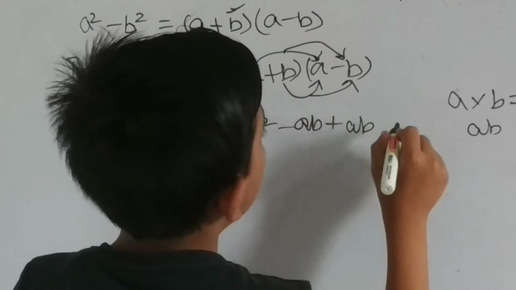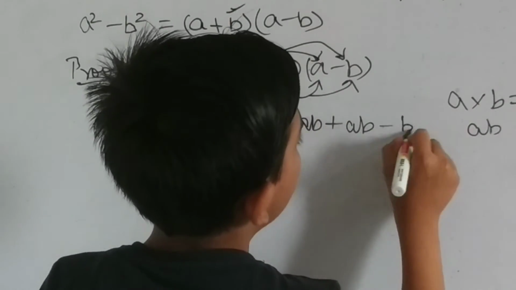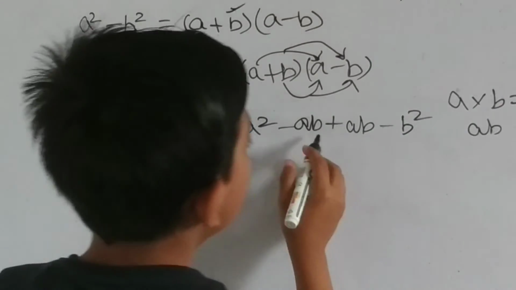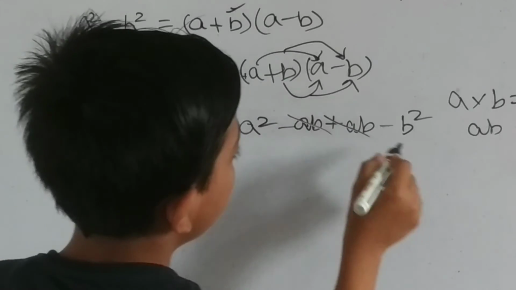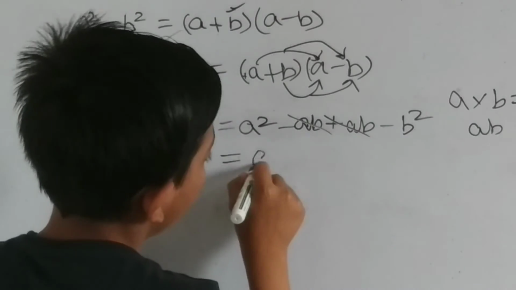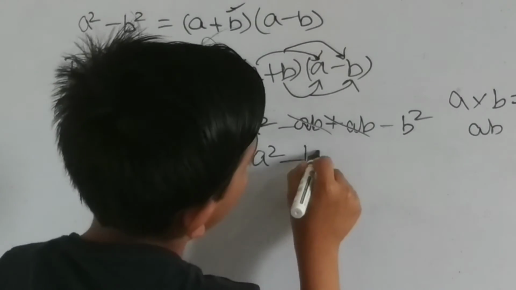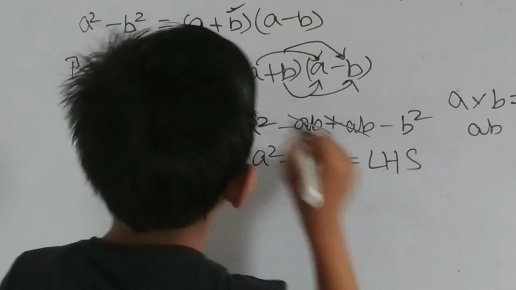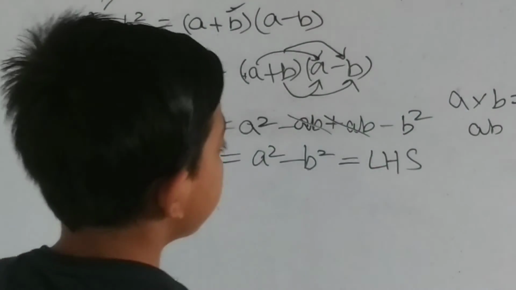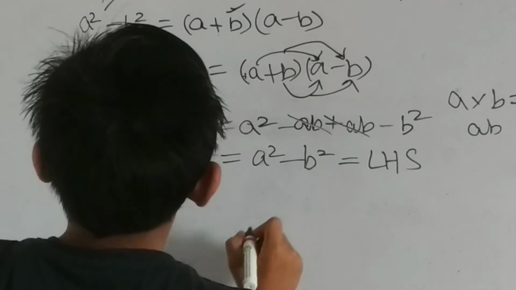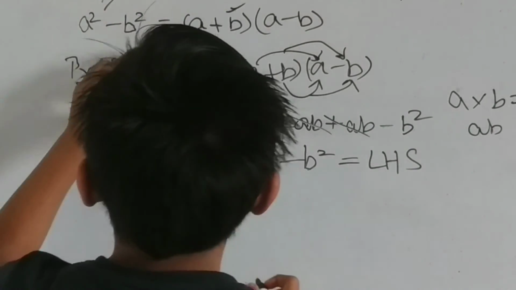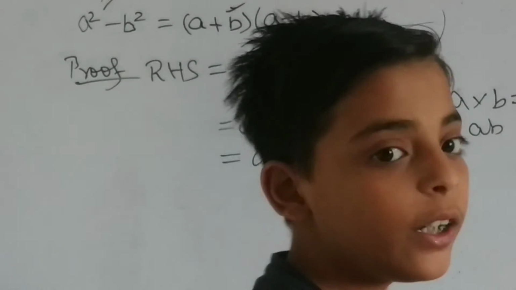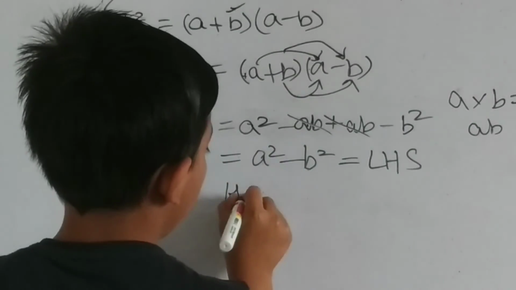And plus and minus is minus, b multiplied by b is b square. Now ab and ab have opposite signs, minus and plus, so they will be cancelled. Now a square minus b square, and that is the LHS. So hence we have proved, taking the RHS, that a square minus b square equals a plus b multiplied by a minus b. Hence we have proved.